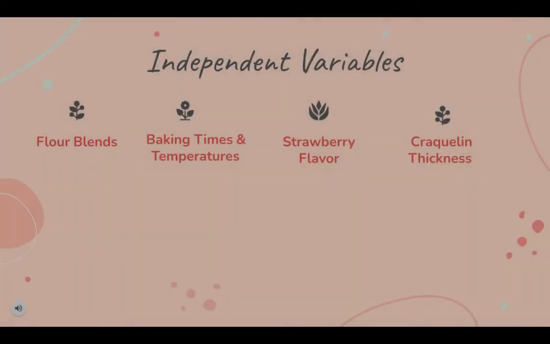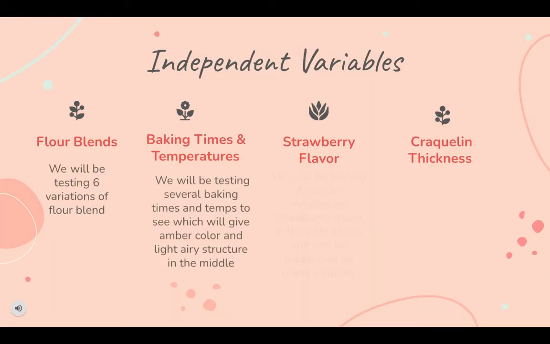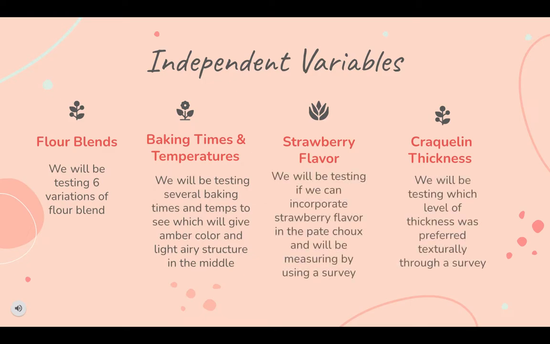Independent variables. 1. Flour blends. We will be testing 6 different flour variations: cake, AP, whole wheat, 50-50 blend of bread and cake, a 75-25 blend of bread and cake, a 50-50 blend of bread and whole wheat, and we'll be choosing the best based on height.